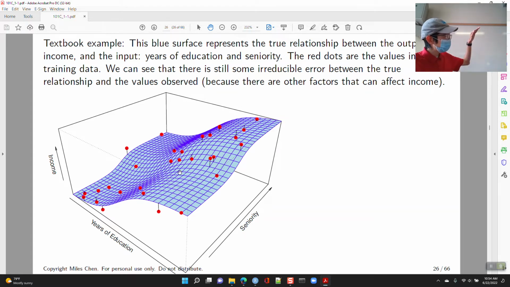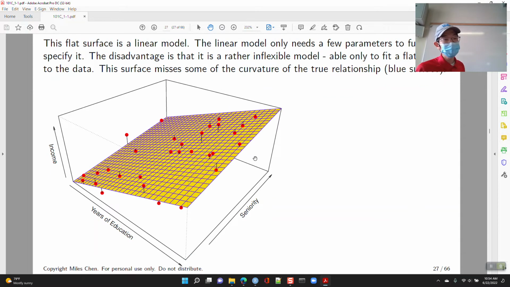Some are above the surface and some are below the surface, and so there's an amount of irreducible error. It's a little bit hard to tell, but these lines going down indicate that the dot is below, and these are above. This one's above the surface and things like that. Okay, so that's the true relationship.